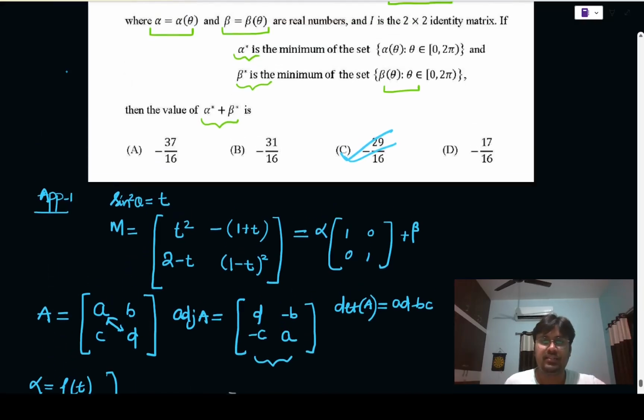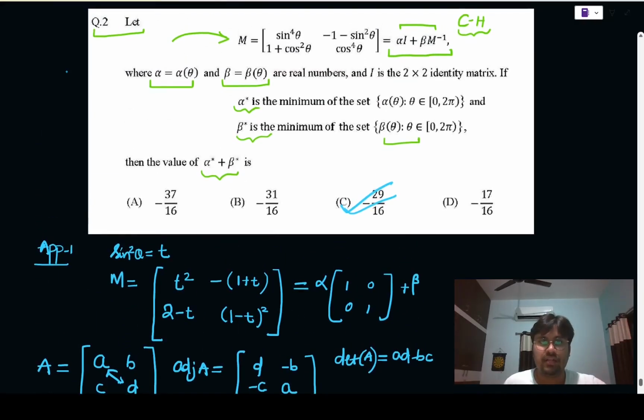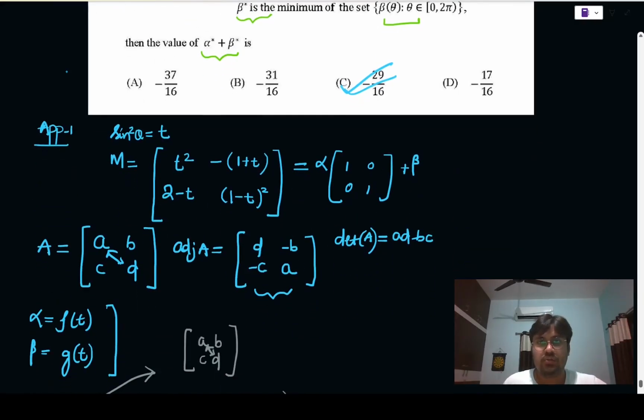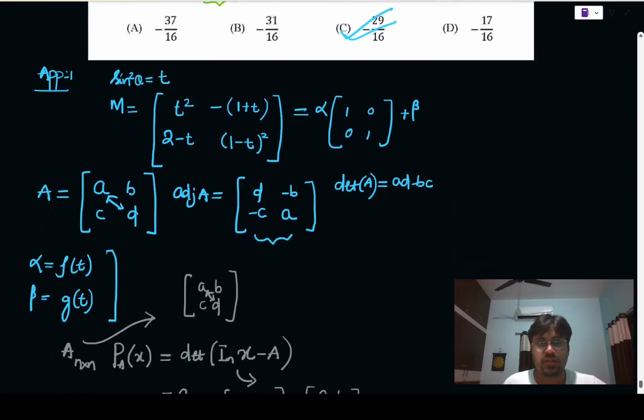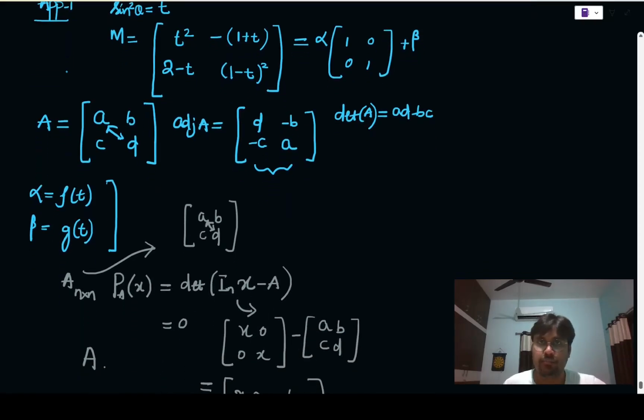I would definitely say it's not that easy to solve in an exam scenario. So there are two approaches. In the first approach, you just assume sin squared theta as t to simplify your calculations, and then just move ahead with the problem. Compute the inverse of the matrix as adjoint by determinant, compare the terms, get the two functions, and then try to find the minimum values.